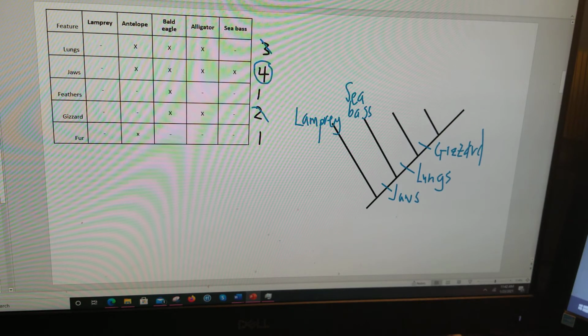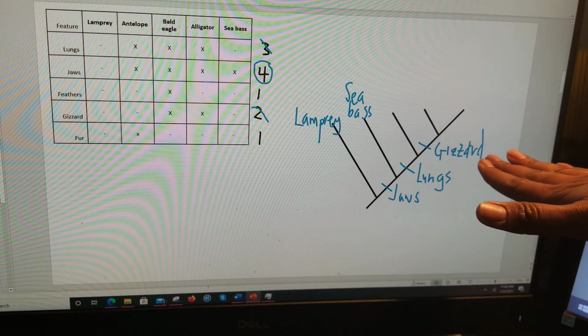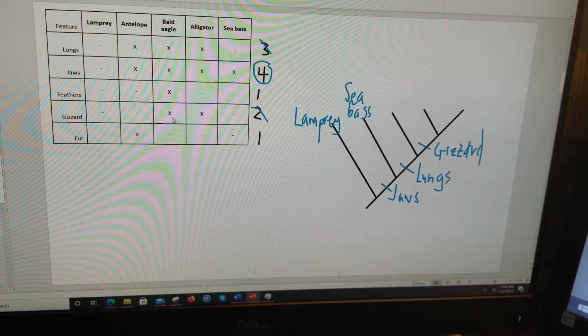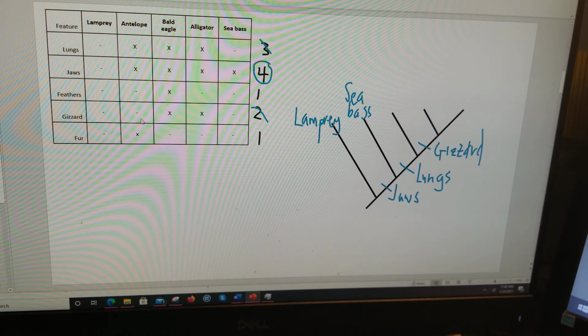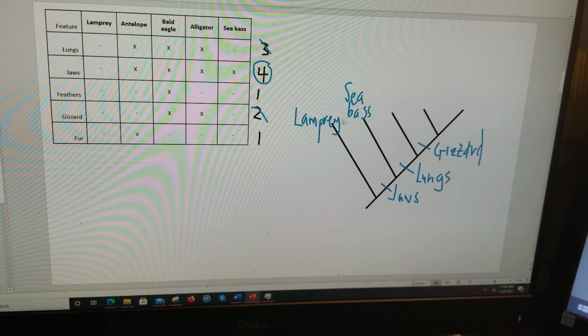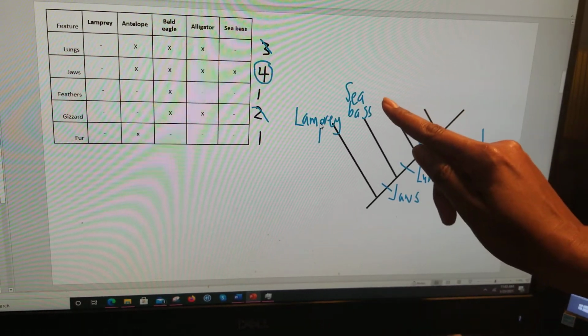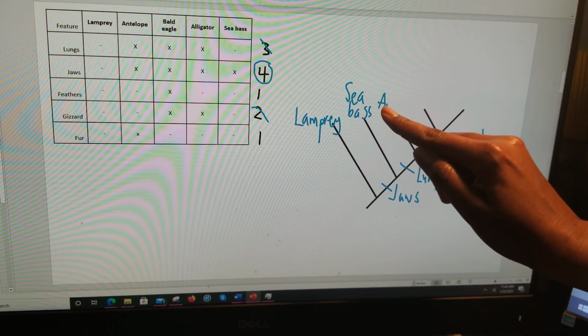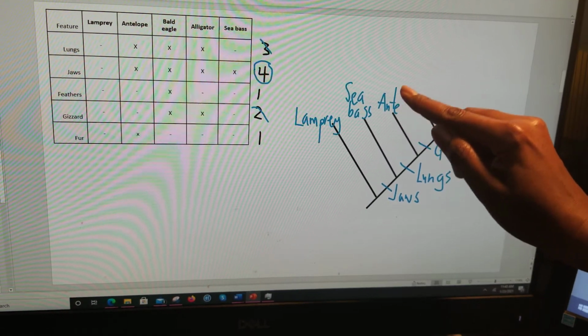So we have the gizzard, and if we look at the gizzard, we find that the lamprey and the sea bass do not have a gizzard. We have the sea bass and the lamprey already represented, so it means that we are putting in the antelope right here.